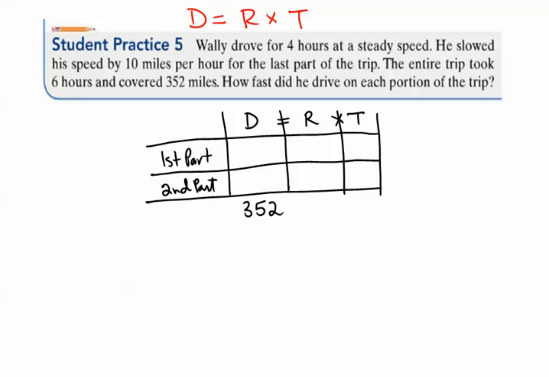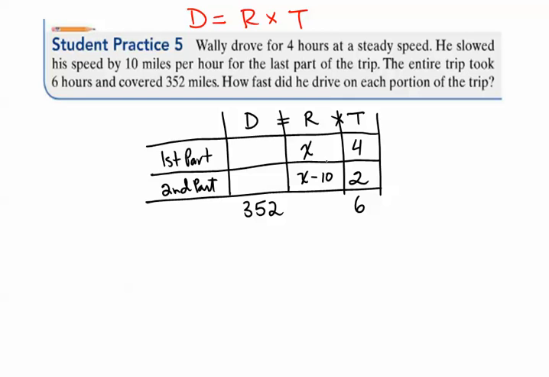The second thing we know is that the total time was 6 hours. And we do know also that Wally drove 4 hours on the first part of the trip. That must mean that he had to drive 2 hours on the second part of the trip. Now, we don't know about the rates. However, we do know that on the second part of the trip, he reduced his speed by 10 miles per hour. So instead of writing y here, I can just simply write that the second rate was 10 miles per hour less than the first rate.